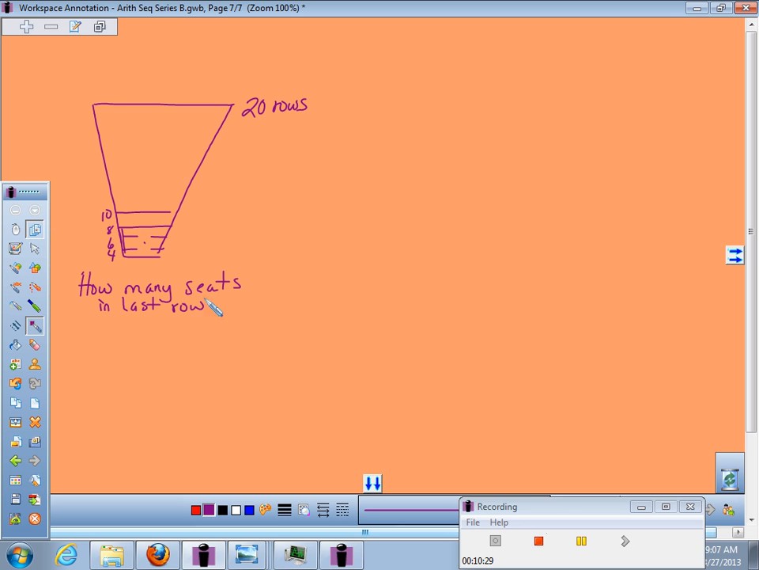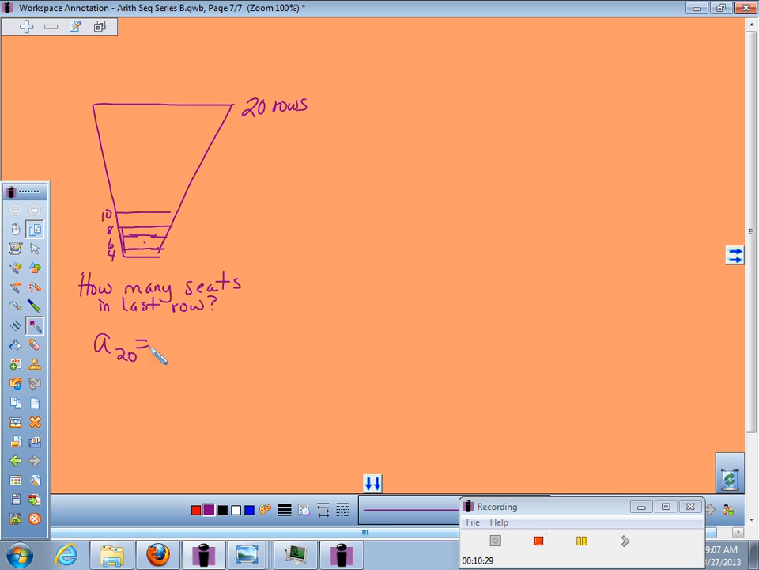Okay, so the question is, now, are we summing up all the seats, or am I just needing to find a certain term? I just need to find a certain term here. I just want to know how many are in the 20th row. So that means I should use which formula? The a sub n or the s sub n? Yeah, in this case, I want a sub 20. I want the 20th row.